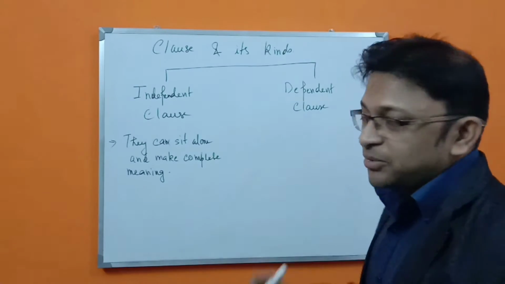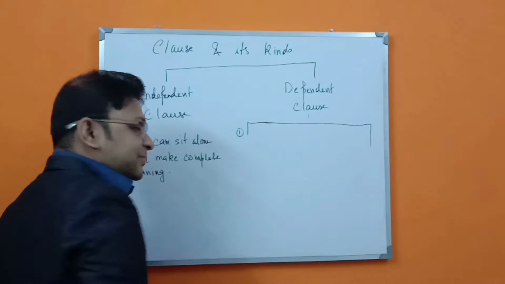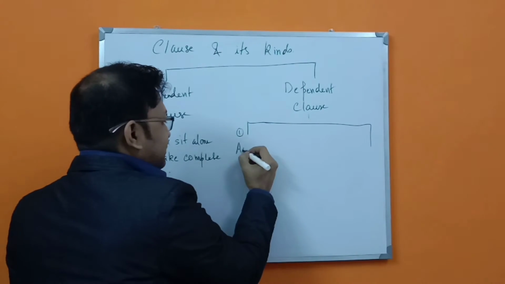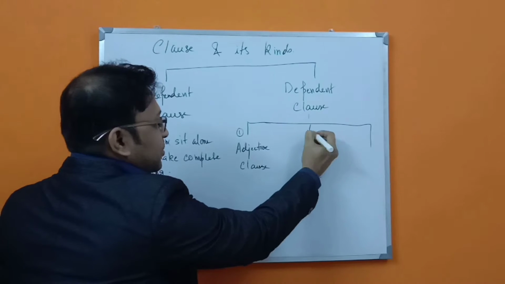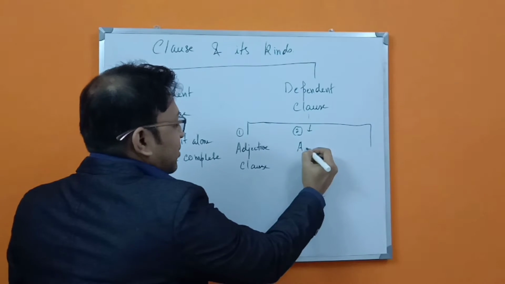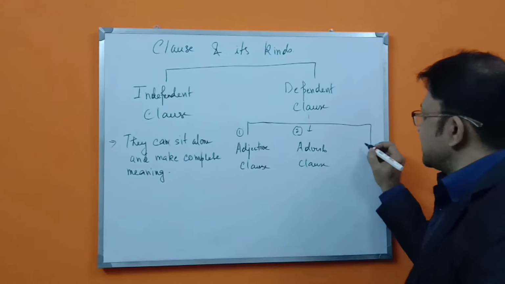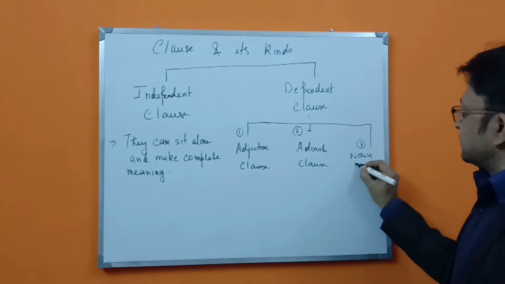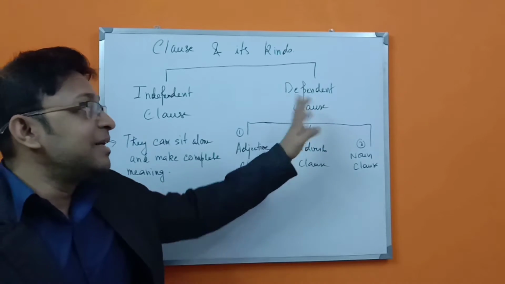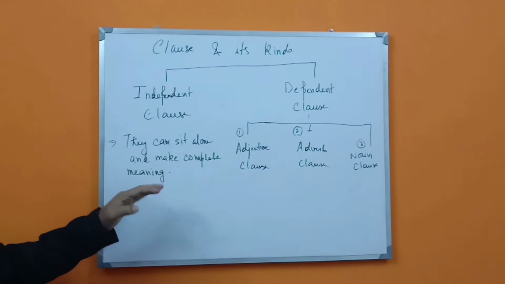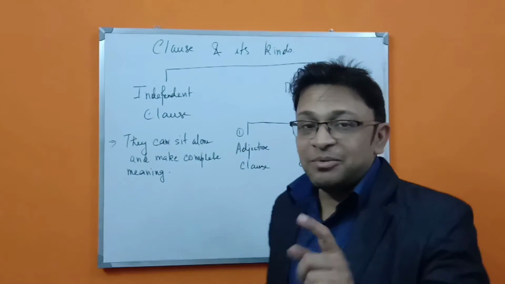In dependent clause we have to know there are three different things. Dependent clause has three different things. What are they? Number one, that is adjective clause. Number two, that is adverb clause. And the number three is noun clause. So these are the three things which rely on the dependent clause. And an independent clause can sit alone. But a dependent clause, they need help. They need the help of a subordinating conjunction.